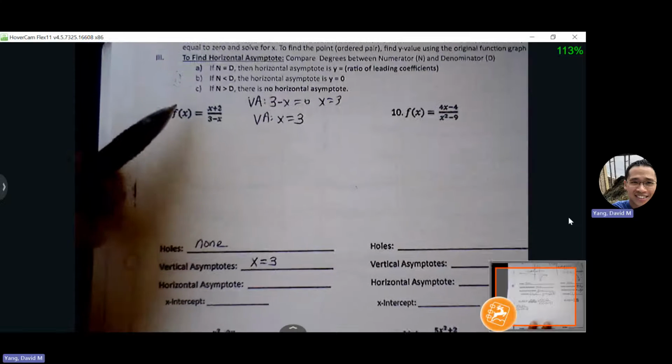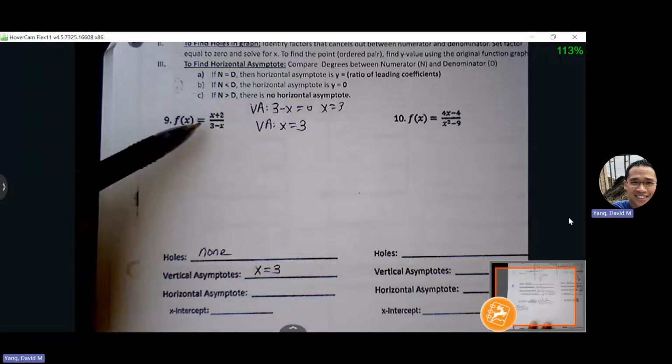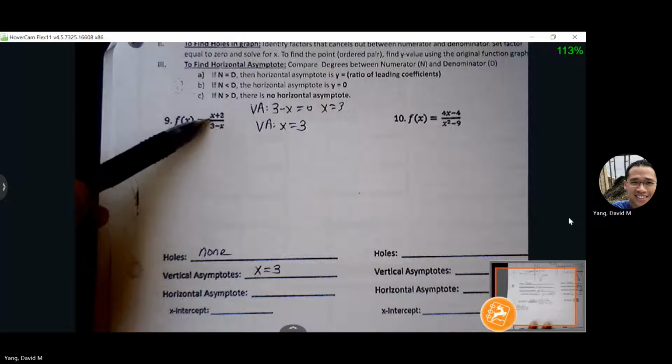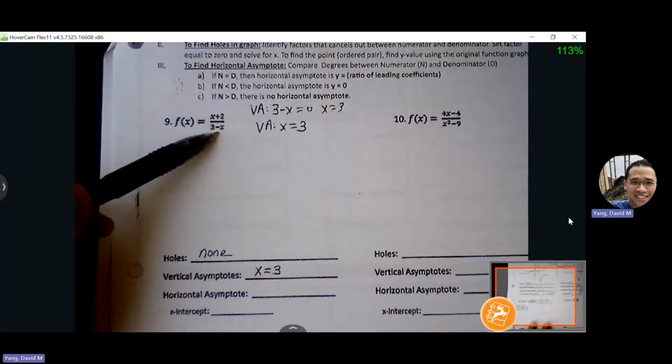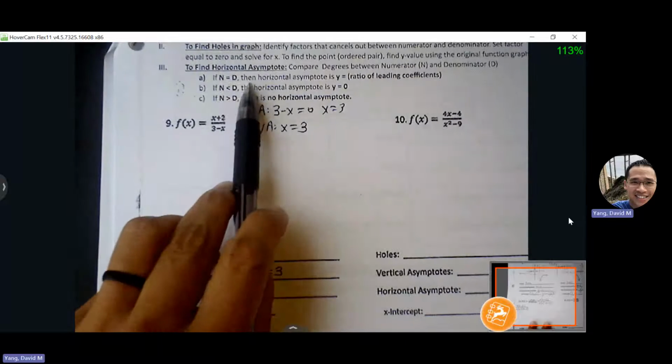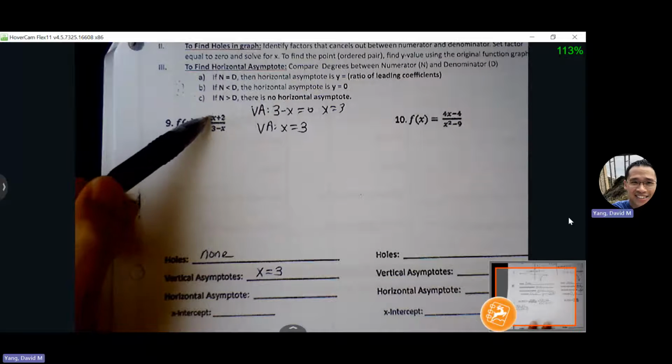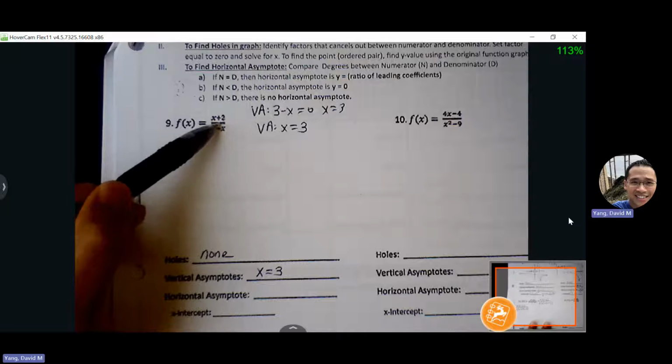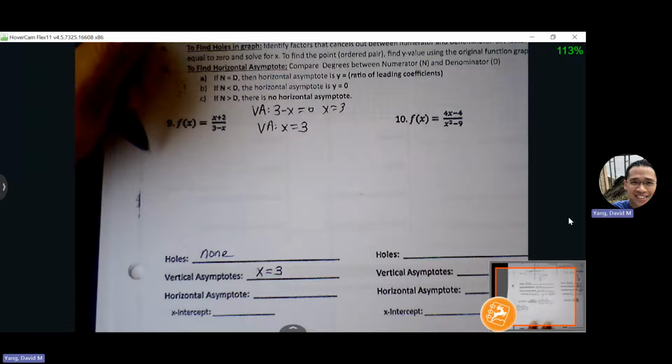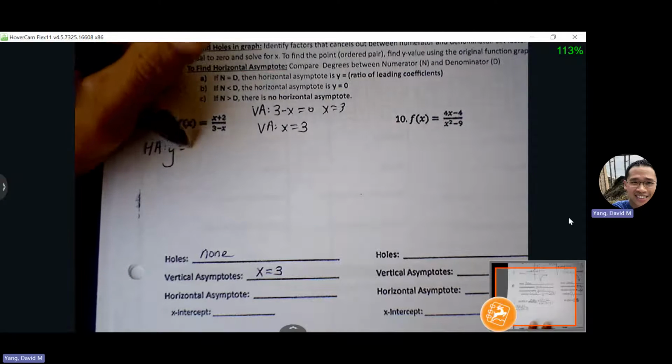All right. Do we have a horizontal asymptote? Degrees are the same, so it's going to be option A. We'll just take the ratio of the coefficients. The number in front of x is 1. The number in front of negative x is negative 1. So negative 1 over negative 1 is negative 1. So my horizontal asymptote will be at y equals negative 1.